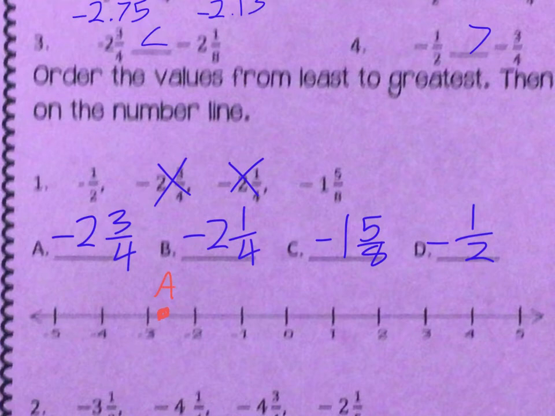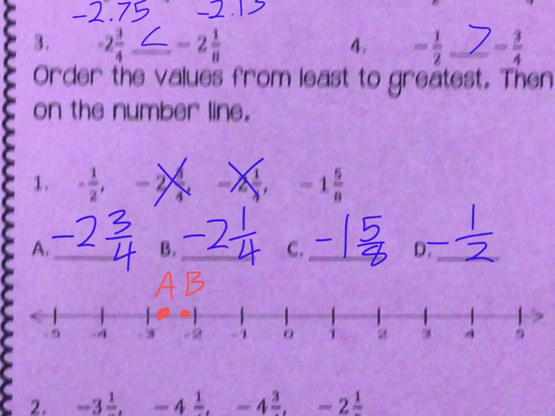Okay, now let's look at B, -2 1/4. So because we have these in order, if A's here, where would B have to be? Somewhere over here. We're going to be going this way because we have them in order now. If we went A here and then B was here, we did it wrong. It has to go this way. So -2 1/4, well, that would be about right here. So we're going to go B.